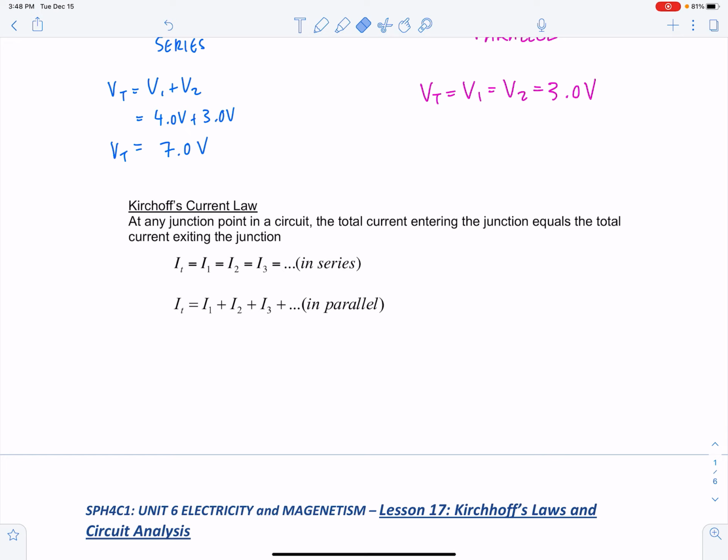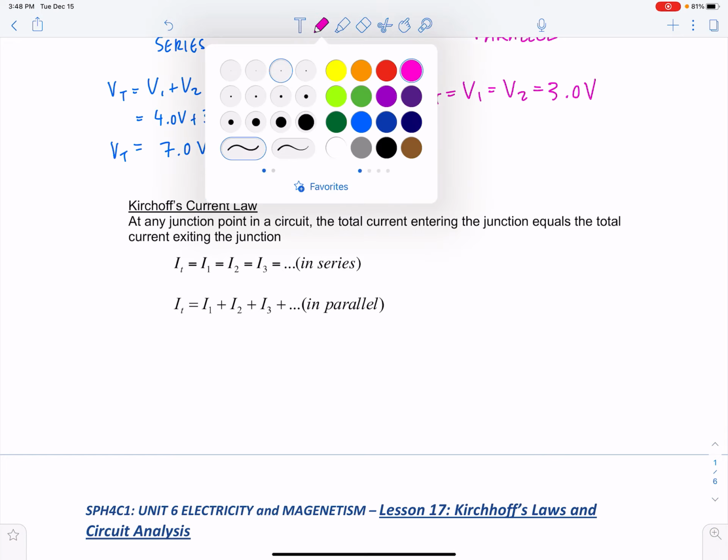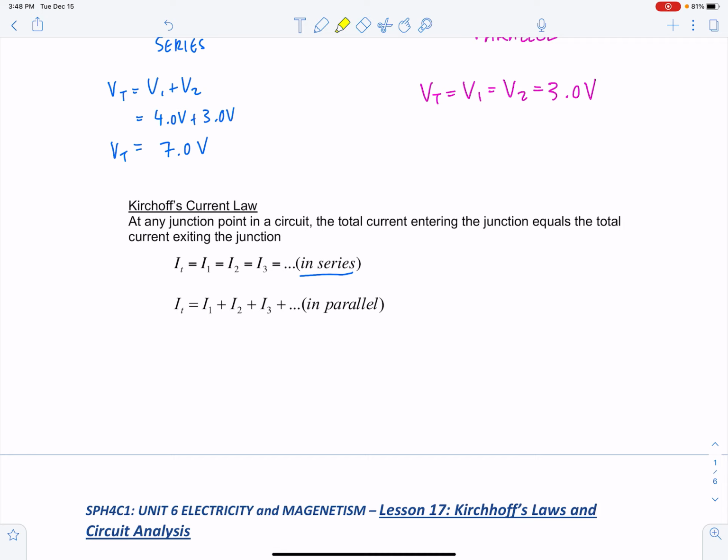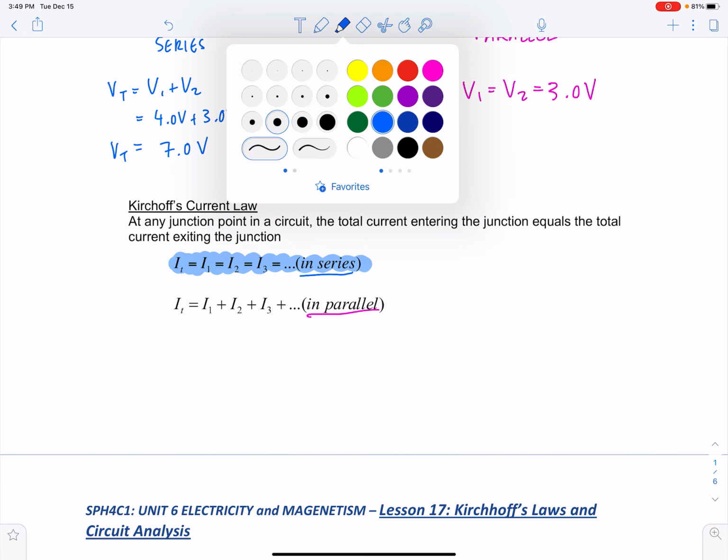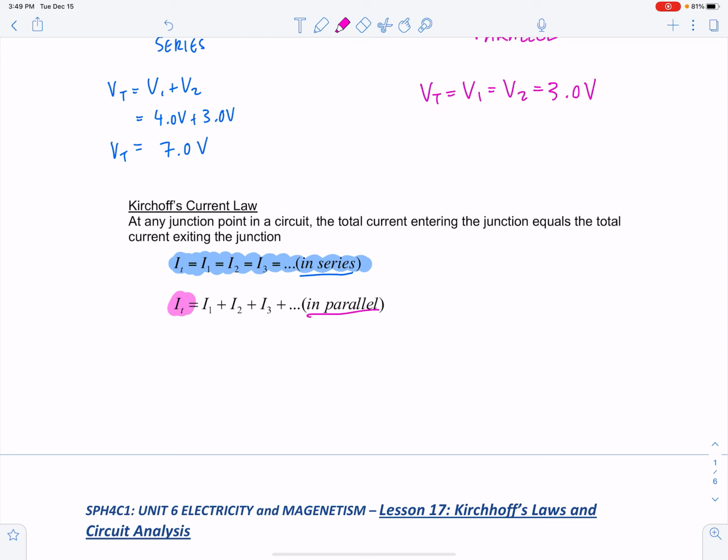So there are two equations, one of them for series. I'm going to highlight this one in blue. Which states that if you know the current at any point in a series circuit, you know the current at all points in a series circuit. The second is for parallel circuits, and Kirchhoff's law states if you know the total current, it is equal to the sum of the individual currents. So I1 plus I2 plus I3 equals I total.